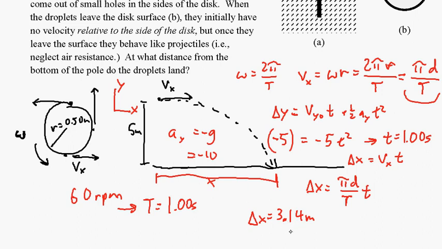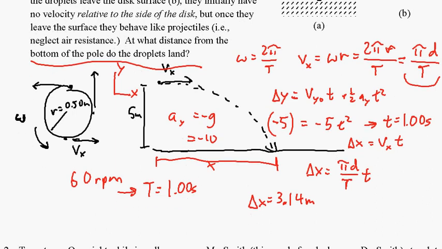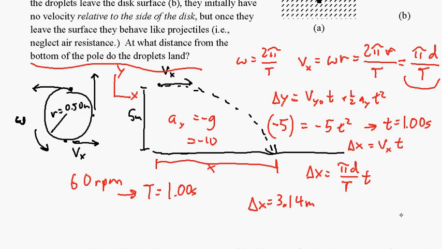But here's the trick. What the problem asked for was how far away from the base of the pole, at what distance from the bottom of the pole, do the droplets land. And so if you think about how this is set up, here's your pole, and here's the disc. I'm exaggerating the size of the disc, okay? And then a droplet comes off and goes plop. Okay. How far is this from this point?